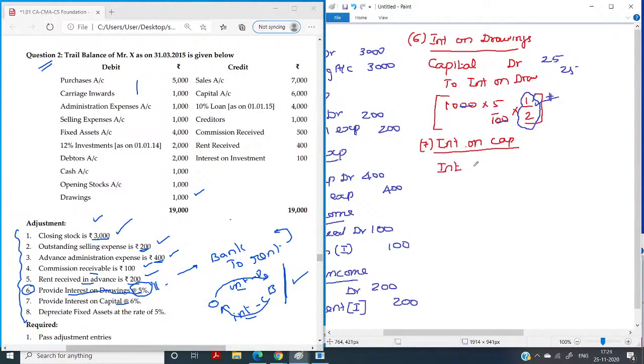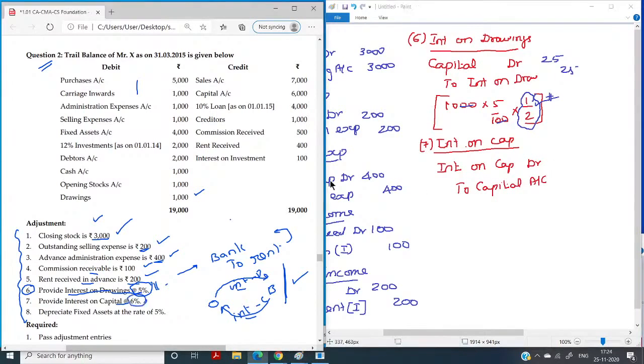If we had paid, the entry will be interest on capital to bank. If we don't pay, then it becomes outstanding interest on capital. Outstanding interest on capital is a representative personal account. That too represents the owner. Commonly, we call the owner's amount by the name of capital. So we can name this as capital account. Is it clear?